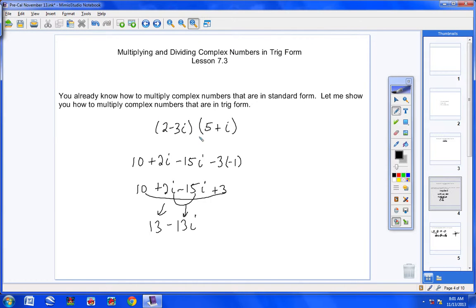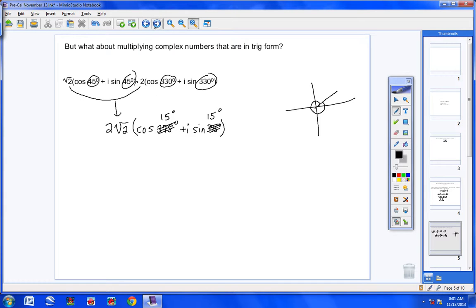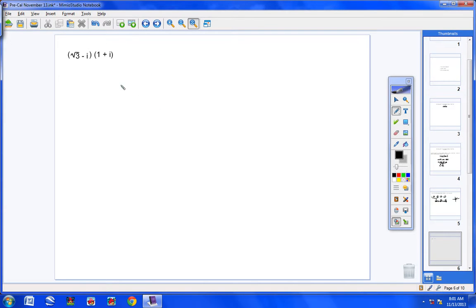Okay, now let's try one more. Hopefully you're okay with this. Multiply the outside numbers, add the angles, and then make sure your angles are not bigger than 360. Let's try one more. Copy this down. Notice here what I've done for you is I've given you your problem in standard form. So the first thing we're going to do is convert these to trig form. Let's do it really quickly. It shouldn't take long. And I thought I had my calculator with me here somewhere. I'm looking for it. Yeah, here it is.